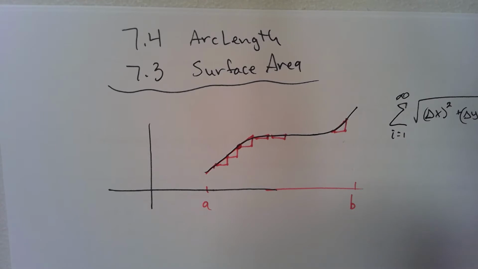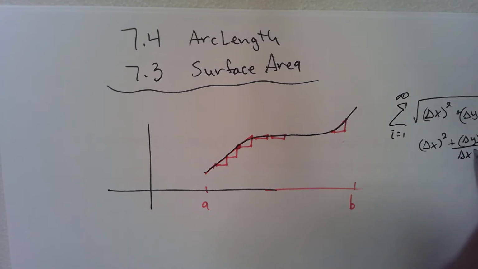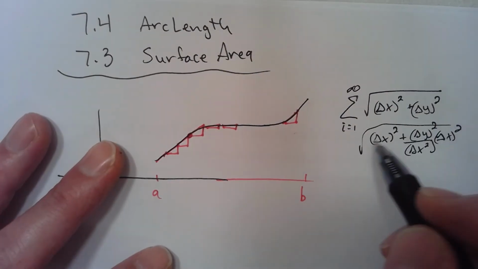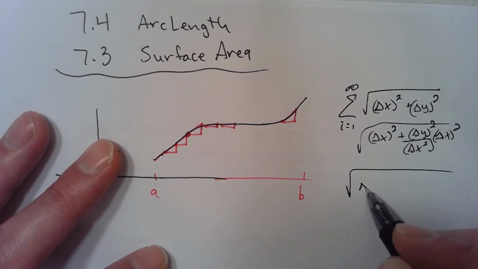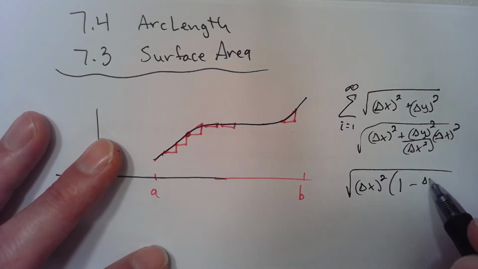So if I was going to find all of these added up, it's not very intuitive, but we could change this delta x squared, this delta y squared. I'm going to divide it by delta x squared and multiply it by delta x squared. Not intuitive at all. And we're finding a whole bunch of them and we're taking the square root. So at this point, I could factor out one of these delta x squareds. So it's delta x squared times, well, this will be 1 plus, and this one will be gone, so it's delta y squared over delta x squared.